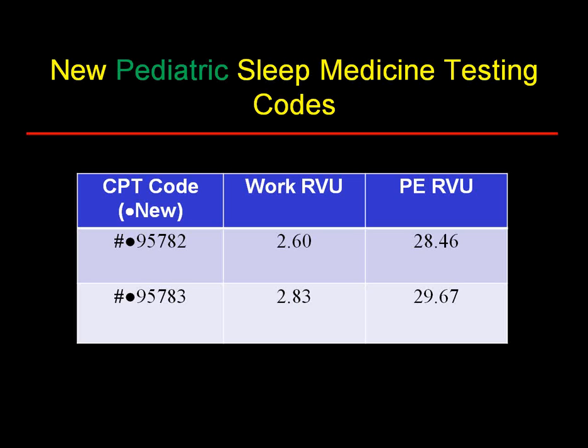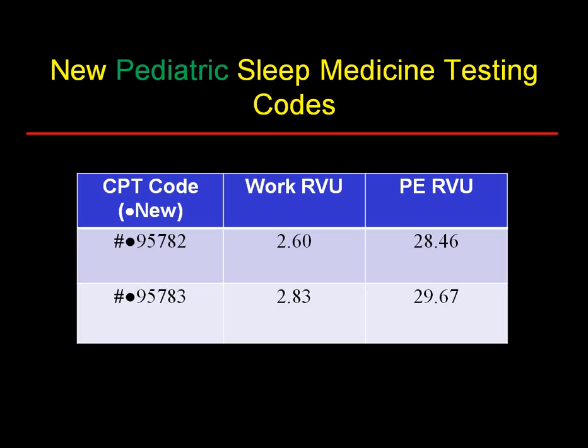Next slide. As I mentioned, here are the work and practice expense RVUs for the 2 new pediatric studies. The work RVUs are slightly higher. The 95782 at 2.6 RVUs corresponds to 2.5 RVUs for the 95810 adult study. The 95783, the pediatric CPAP titration study, has 2.83 work RVUs in contrast to the 2.6 RVUs for the 95811 adult CPAP titration study.